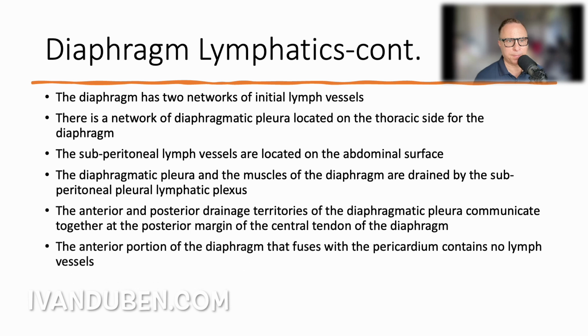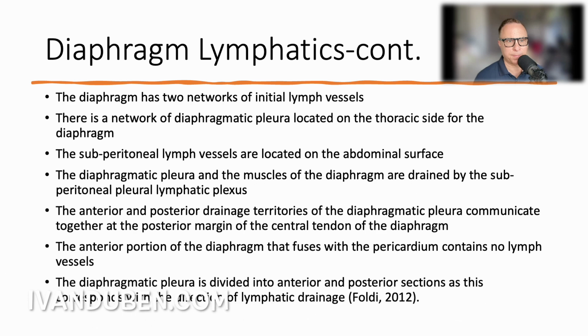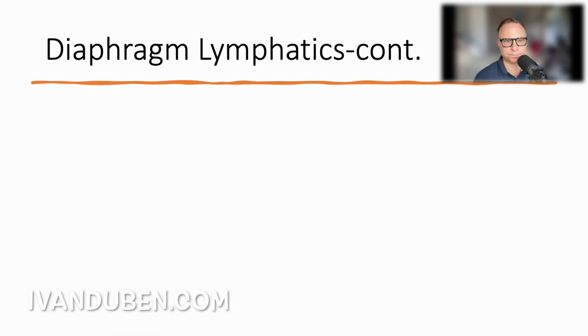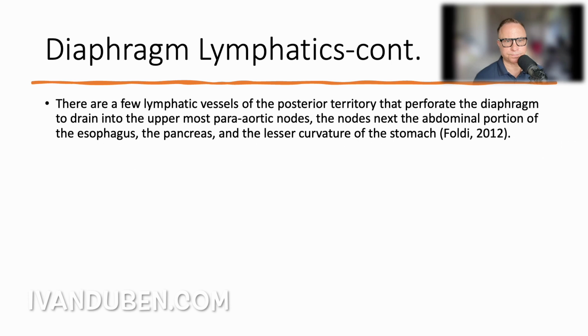The anterior portion of the diaphragm that fuses with the pericardium contains no lymph vessels. The diaphragmatic pleura is divided into anterior and posterior sections, as this corresponds with the direction of lymphatic drainage. There are a few lymphatic vessels of the posterior territory that perforate the diaphragm to drain into the uppermost para-aortic nodes, the nodes next to the abdominal portion of the esophagus, the pancreas, and the lesser curvature of the stomach.